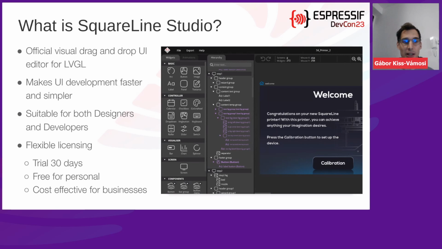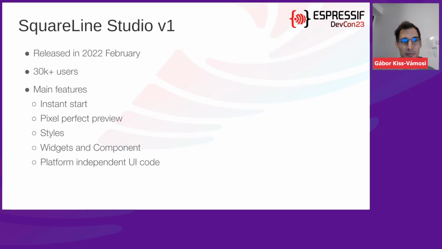Squareline Studio comes with flexible licensing. First, you can try it out in a 30 days trial period. After that, you can use it for free for personal purposes, or you can choose from our cost-effective subscription plans for professional business use cases. The first version of Squareline Studio was released more than a year ago, in February 2022. Since then, we have more than 30,000 users, and it's already used by very large companies with billion-dollar revenue range.